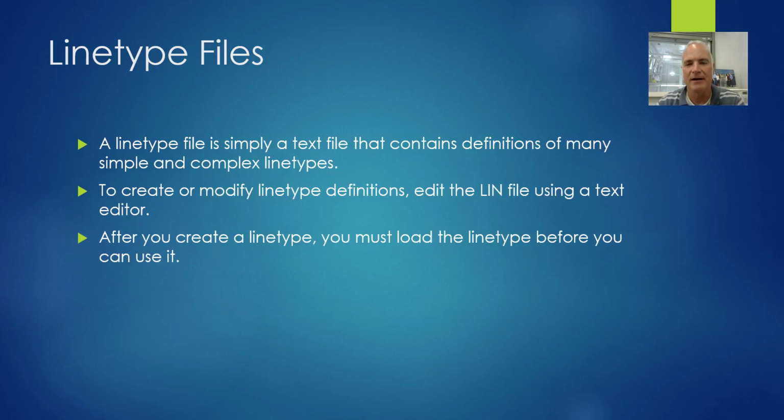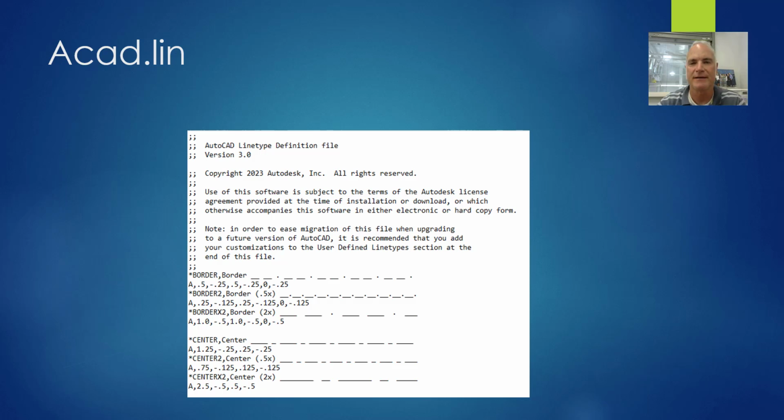So a line type file is simply a text file that contains definitions of simple and complex line types. To create or modify those line type definitions, you're going to want to either edit the LIN file using a text editor such as Notepad, or you can create your own, which I will show you how to do here in this video. After you create that line type file, you're going to have to load that line type so that you can use it.